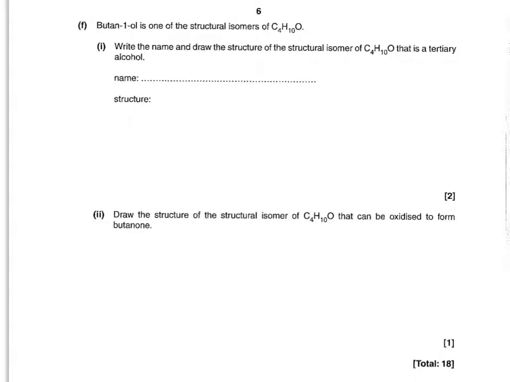So for now I'm just going to do the top one, where it says write and name, then draw the structure of the structural isomer of C4H10O that is a tertiary alcohol. So I start by drawing my COH, and to that carbon I need to put 3 carbon-based groups. But I've only got 4 carbons to play with, so I'm not going to add any more carbons onto any of them. I'm going to add hydrogens on instead.